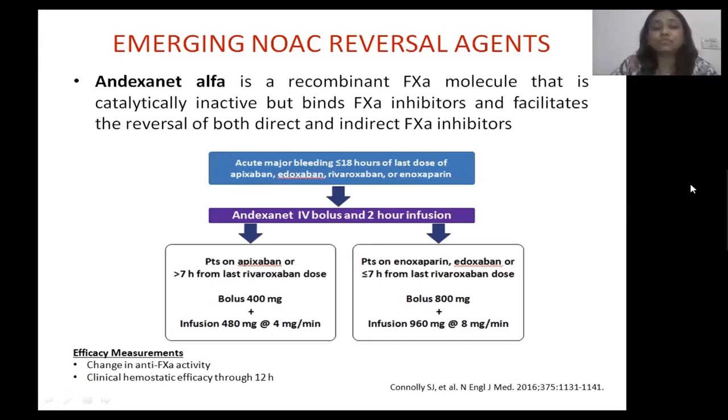And if the last dose of direct factor Xa inhibitor was given more than 7 hours from the bleeding episode, you can give a bolus of 400 mg followed by an infusion of 4 mg per minute. The efficacy of this antidote can be measured by change in anti-factor Xa activity and clinical hemostatic efficacy after 12 hours.